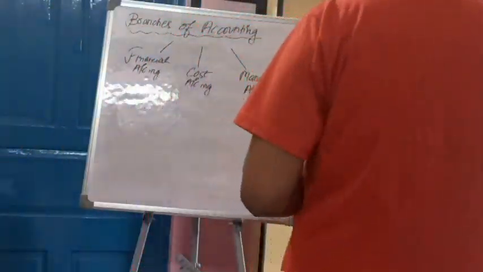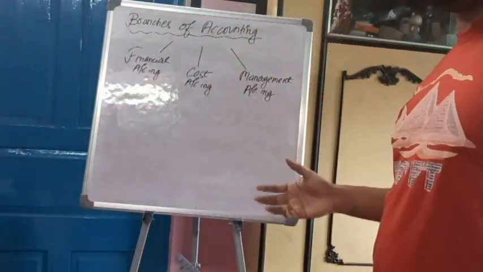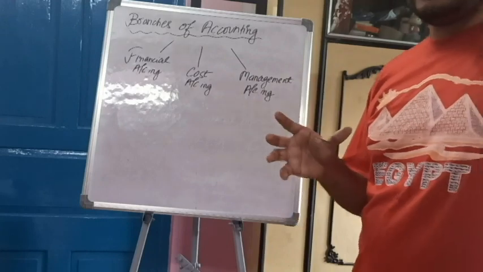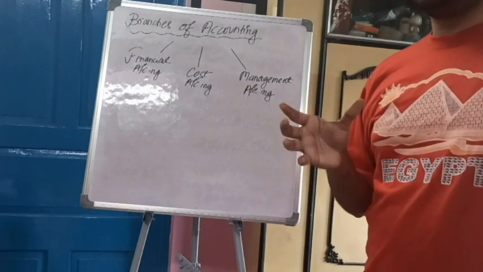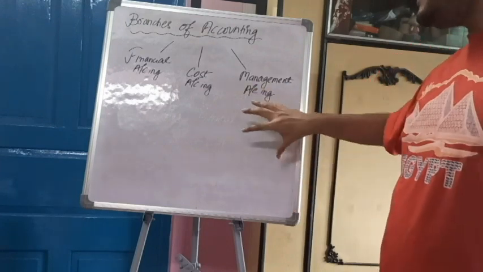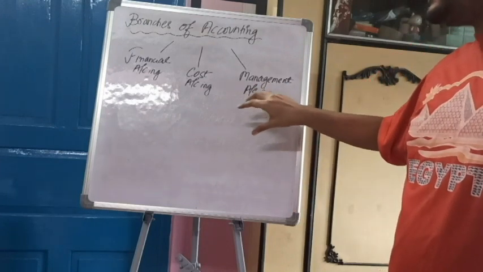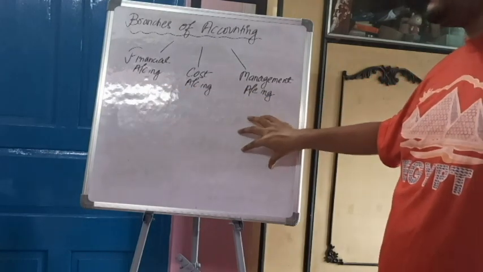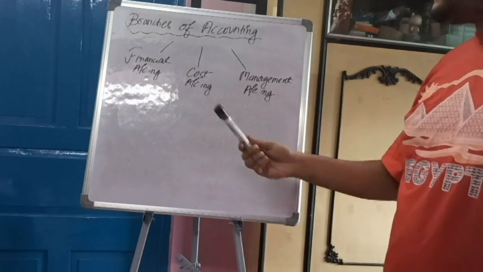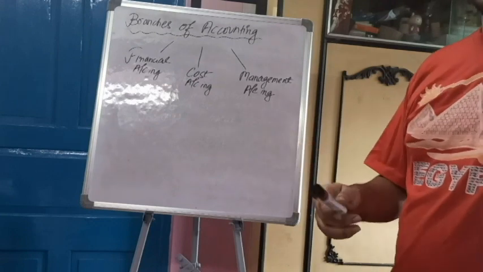Okay, and last is management accounting. It sees how much funds there are, what the cost is, then what the profit is. It is a little bit of a mixture of financial accounting and a little bit of cost accounting. But remember, these types of accounting are only for the users.